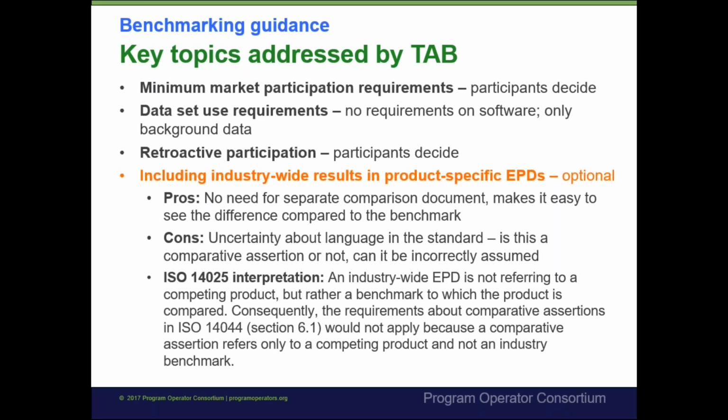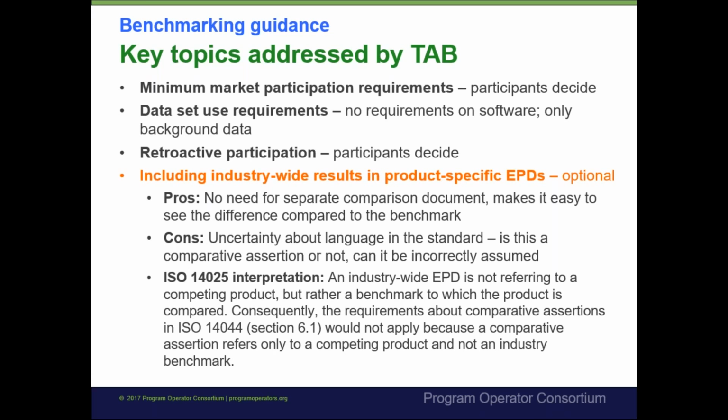Also, since each group will have a different dynamic, we're letting participants decide how retroactive participation will work. We decided to make including industry-wide results in product-specific results totally optional, and then we leave it up to the manufacturer to decide whether they want to do that. And then when they are included, there's no need for a separate comparison document, and it makes it easy to see the difference compared to that benchmark with the interpretation.